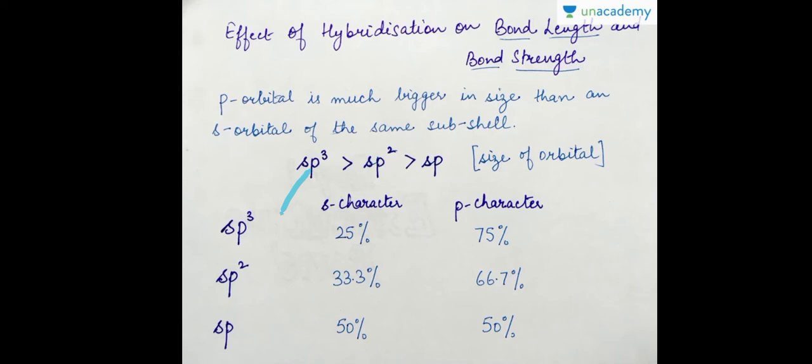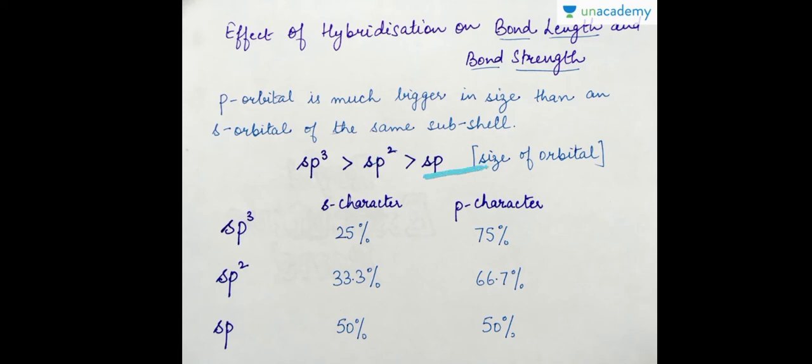Further, sp2 hybridized has 66.7% p character, which is less than the sp3 hybridized, so it will come next to this. That is, it will be a bit smaller in size. And lastly, the least p character is of the sp hybridized orbital, so it will be the smallest in size out of all these three orbitals.